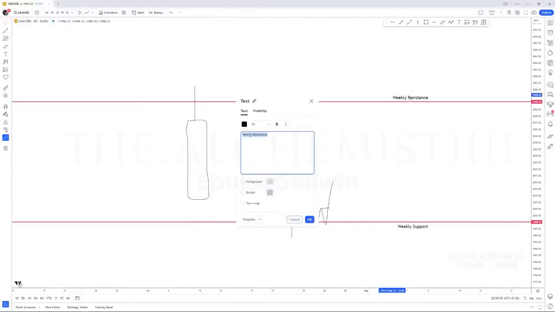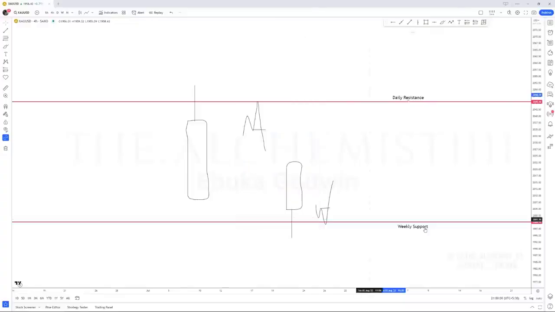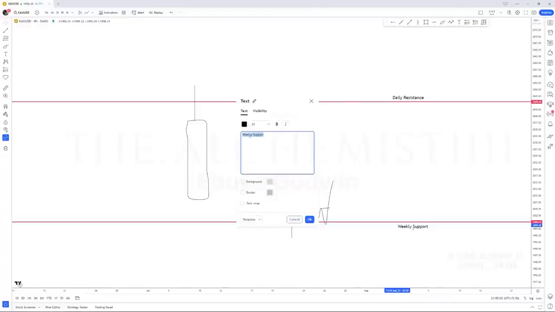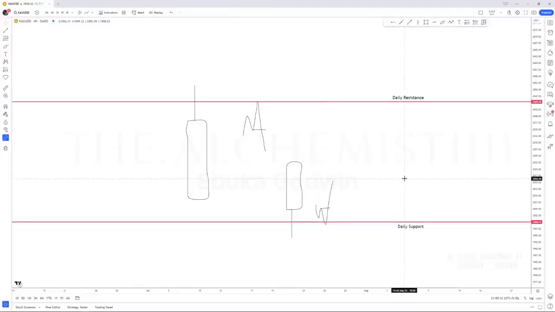Now let me change this. Let's say this is the daily resistance, and this right here is a daily support. So how does a daily storyline start? The same way the weekly starts. Daily has to reject a daily resistance. That is the first thing. That's the first factor.